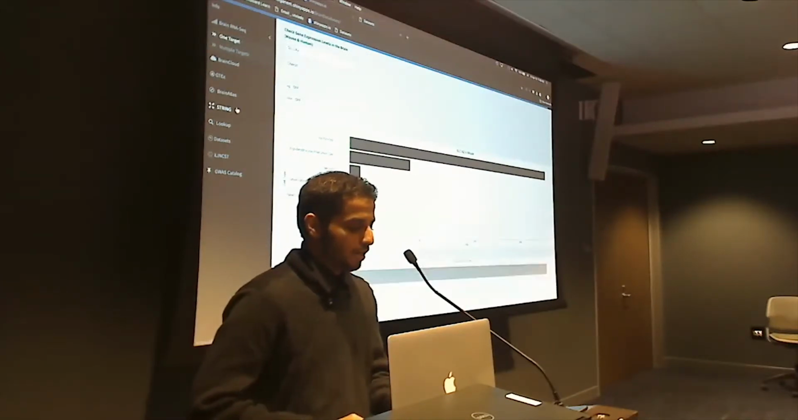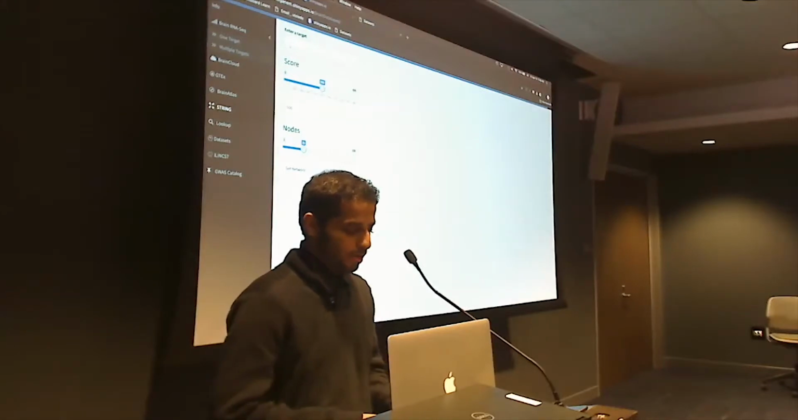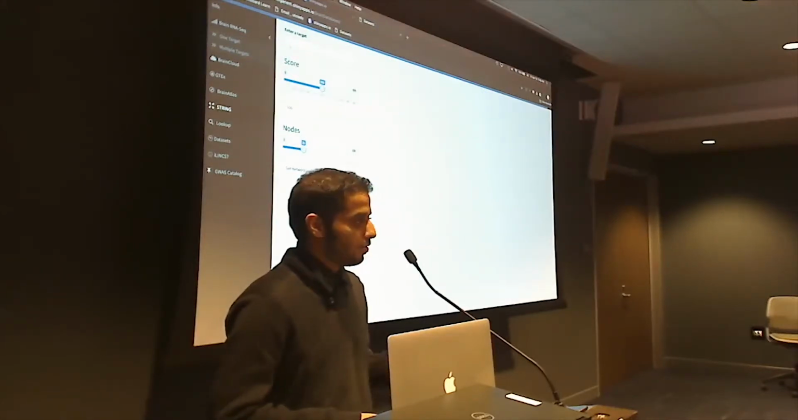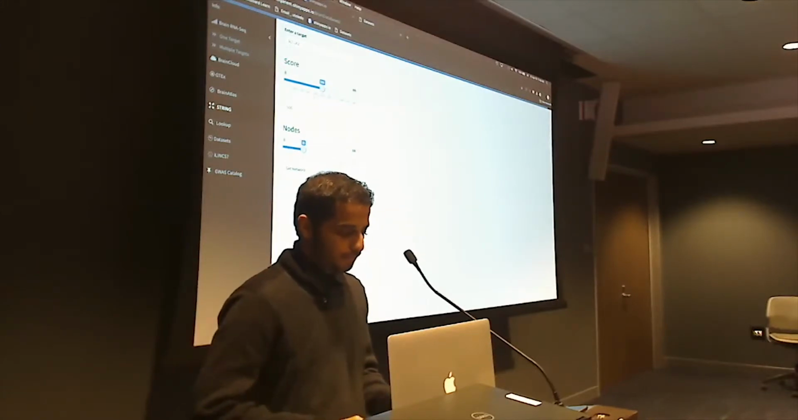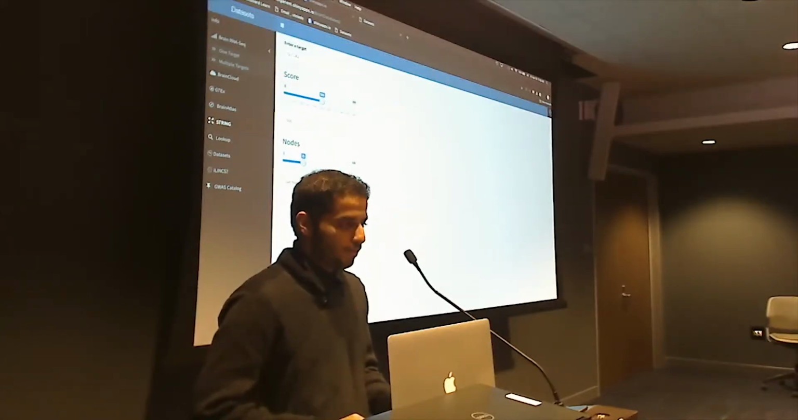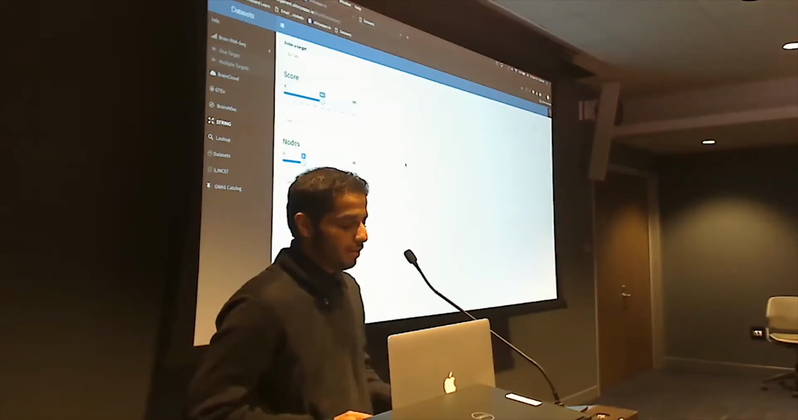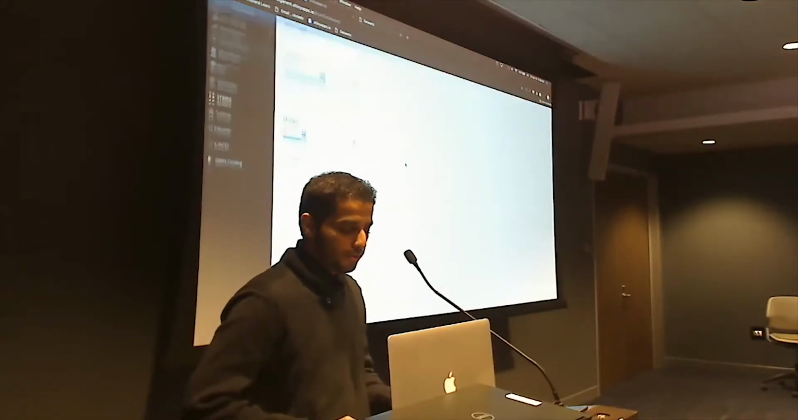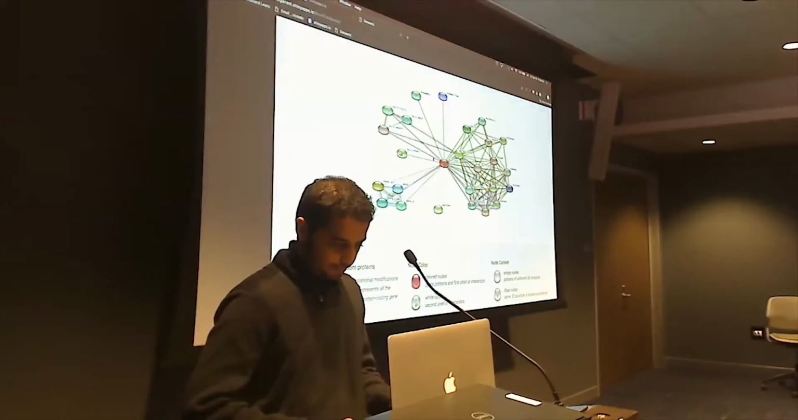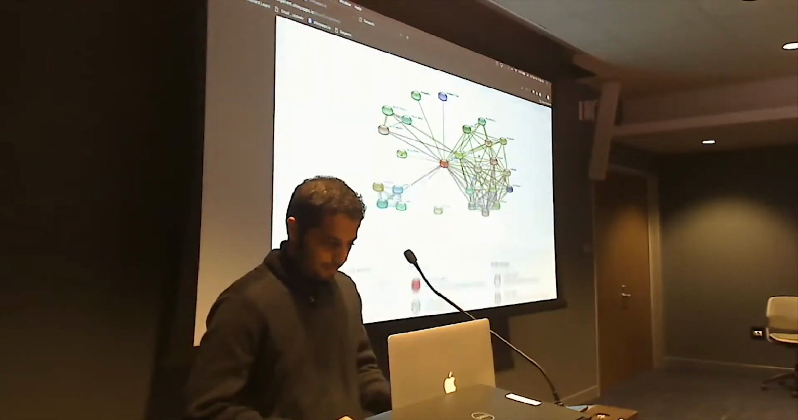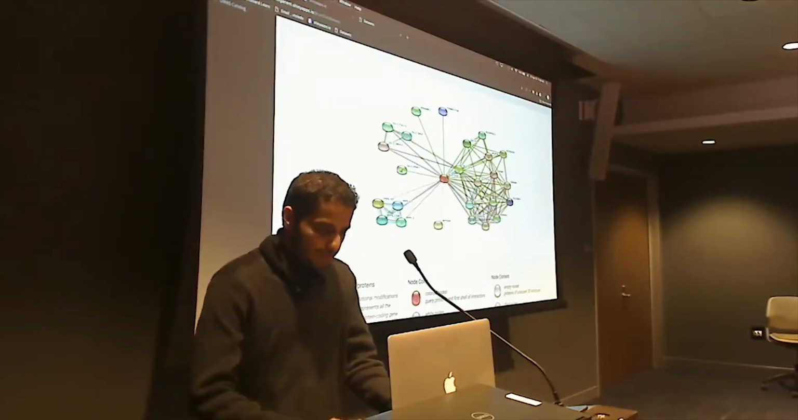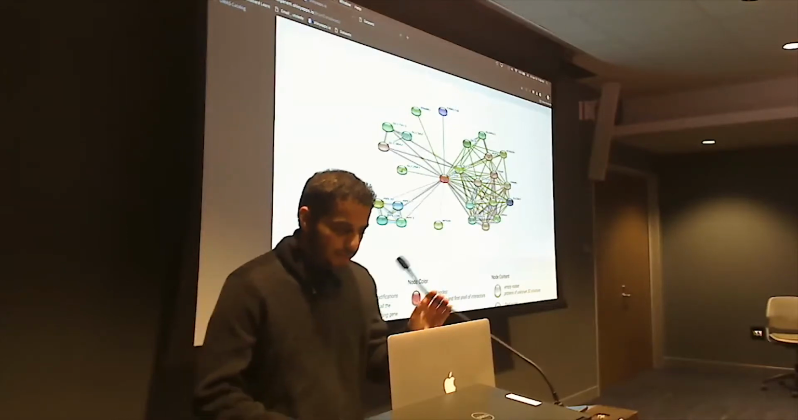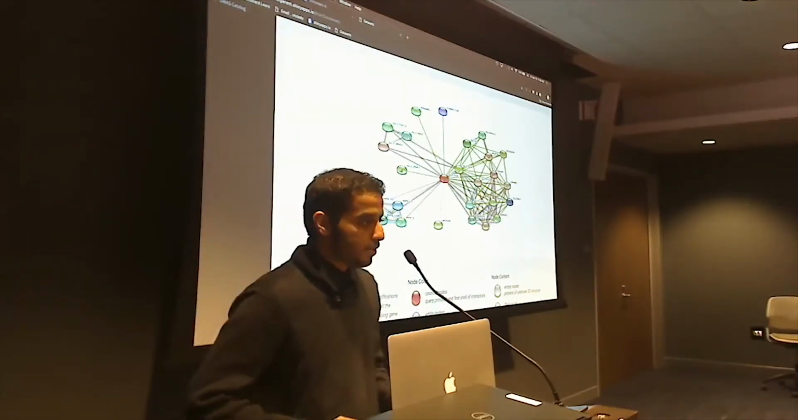Then we can go to STRING and expand just one target gene, and then we can get the interactor proteins for that target. So this is based on known interactions or predicted functional association with the target. So yeah, the edges are based on either known interactions.